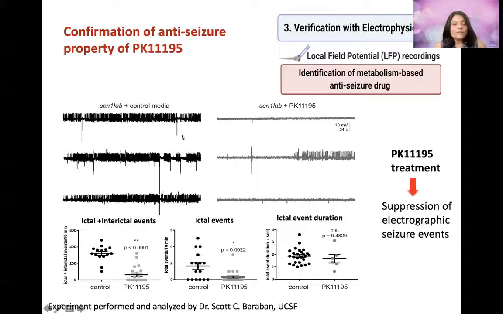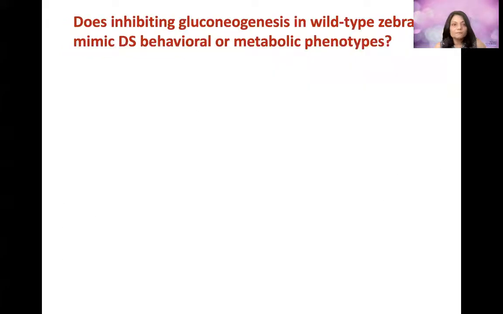When you treated these larvae for 3 hours with PK11195 at a 10 micromolar concentration, there was a general inhibition in the ictal events, which can be observed in the center here. However, the duration of the events was not altered. This really confirms that treatment with this compound, at concentrations that were capable of improving the metabolism, also suppressed electrographic seizure activity.